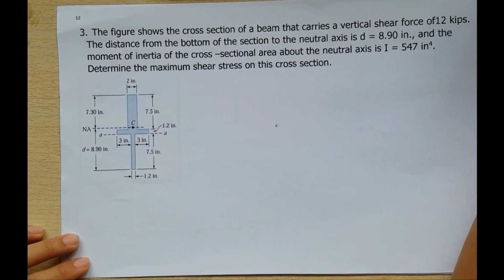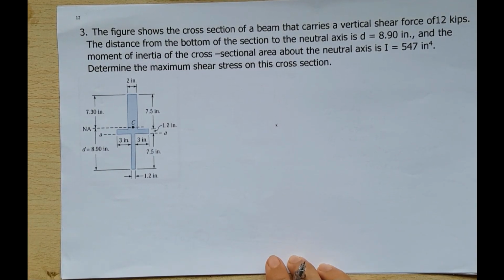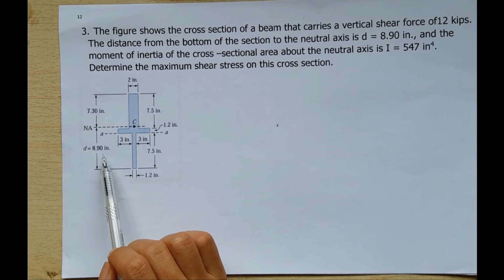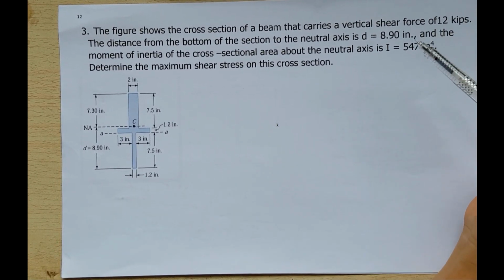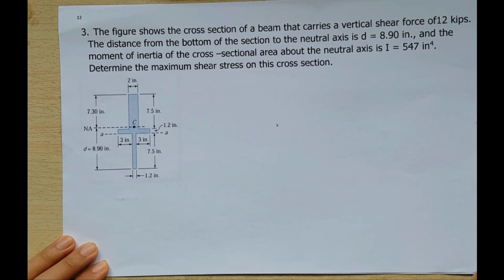For example number 3, the figure shows the cross-section of a beam that carries a vertical shear force of 12 kilopounds. The distance from the bottom of the section to the neutral axis is 8.9, and the moment of inertia of the cross-section area about the neutral axis is equal to 547 inches raised to 4. Determine the maximum shear stress on this cross-section.